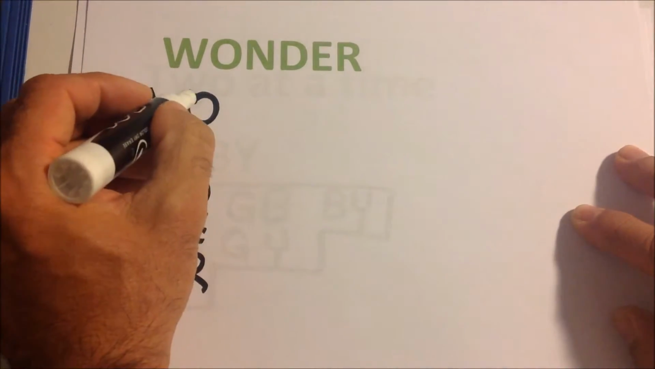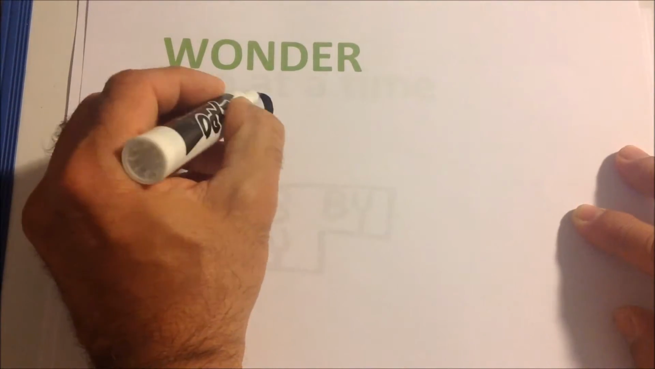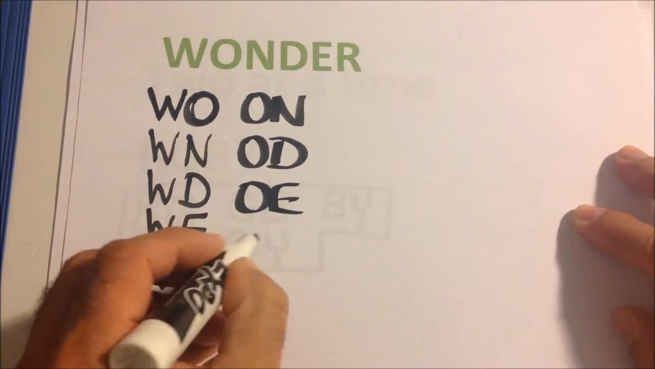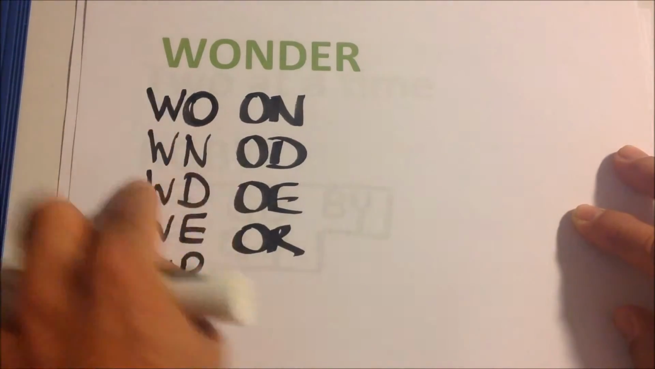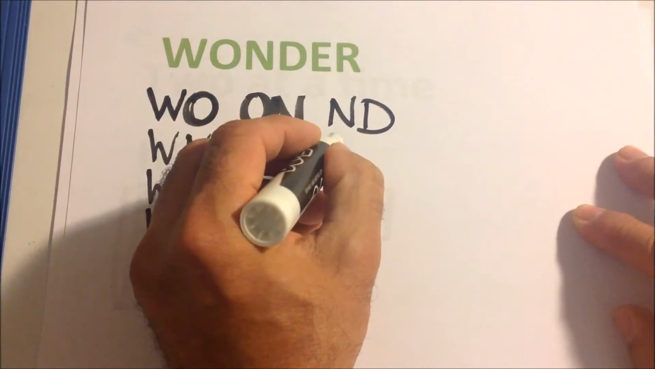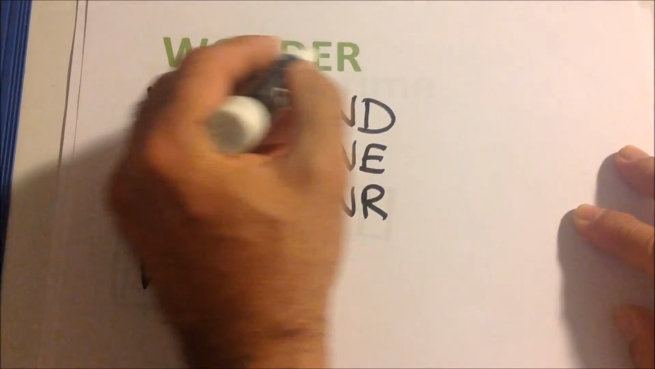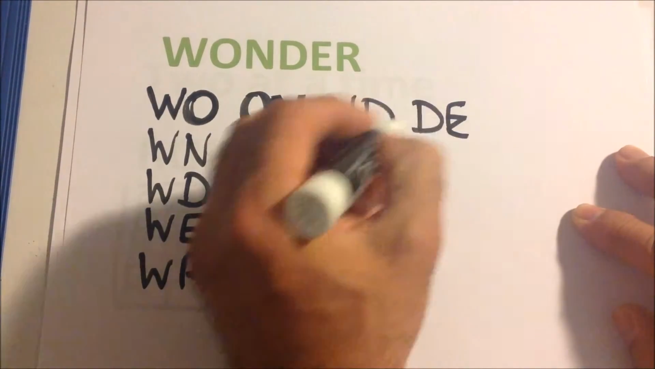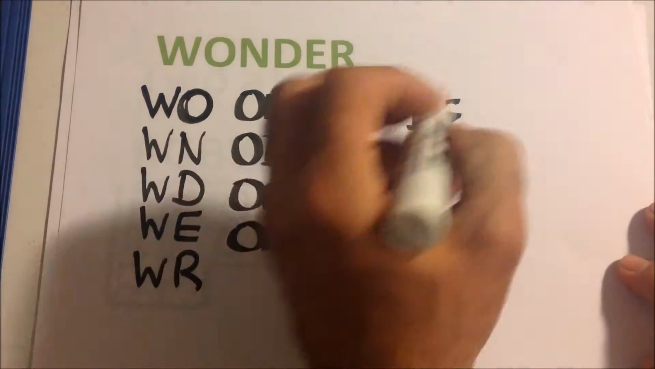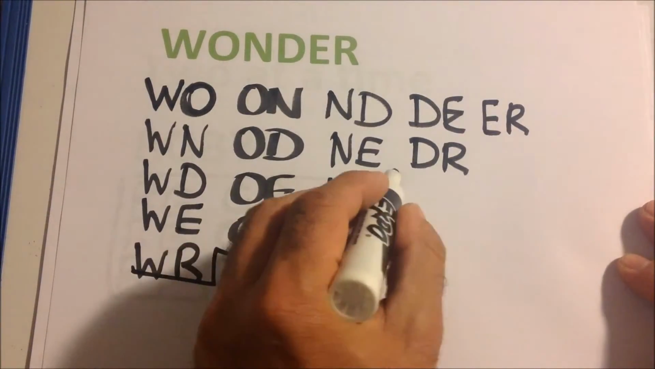Now we can't repeat W and O, so we can't use OW. But we can use ON, and OD, and OE, and OR. And you'll see a pattern here, right? Then we have N, D, and E, and R. And we have D, we have DE, and DR. And we can do one more with E, ER. Right? And that's all we can do.